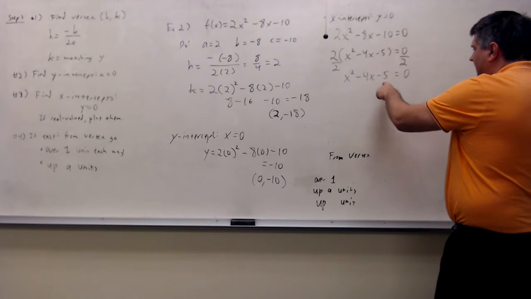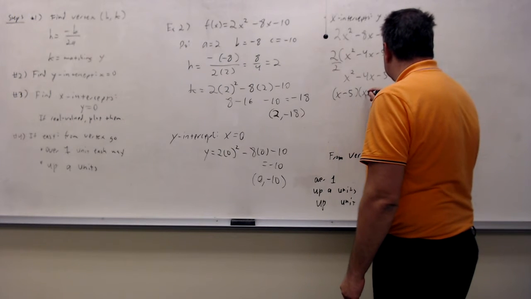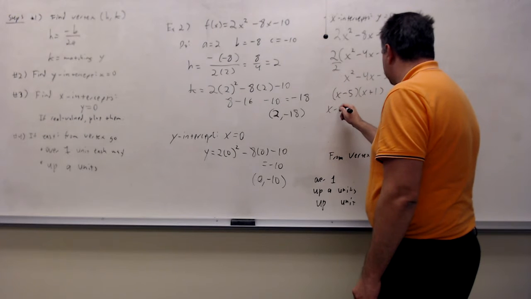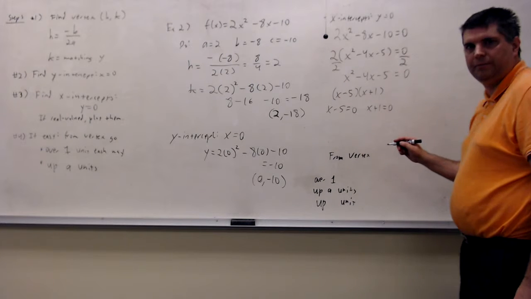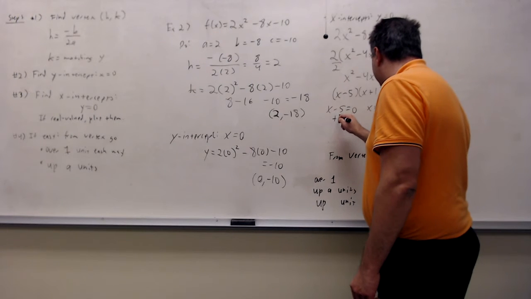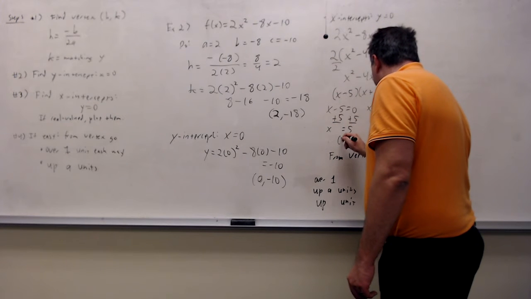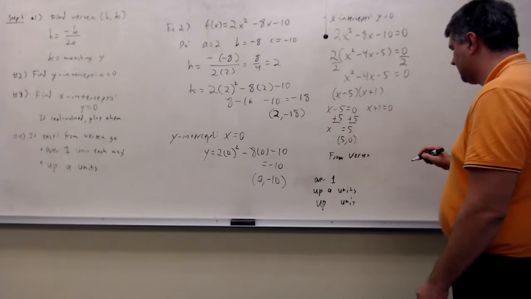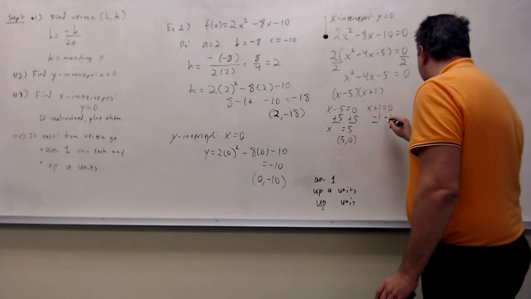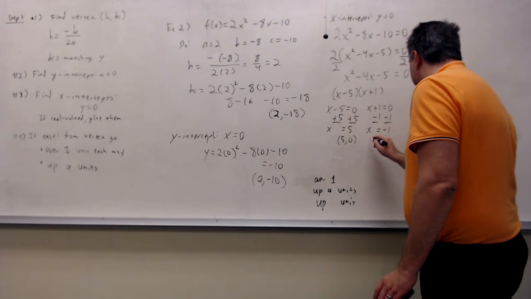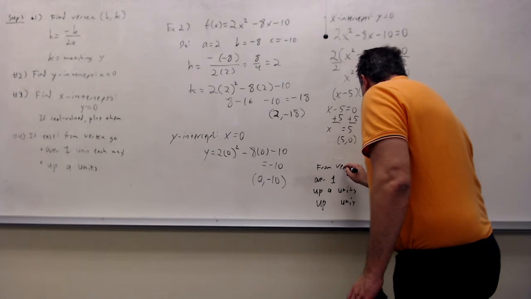The pair of factors of negative 5 that add to negative 4 exist. It's x minus 5 and x plus 1. So x minus 5 equals 0, x plus 1 equals 0. Add 5: x is 5. So that point will be (5, 0). Subtract 1: x equals negative 1. So negative 1, 0.